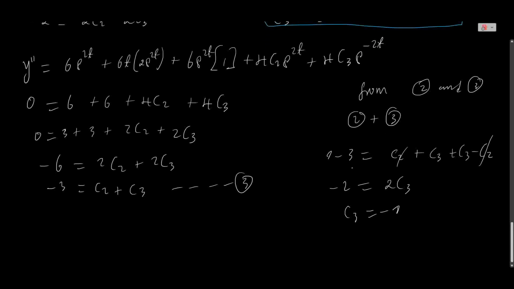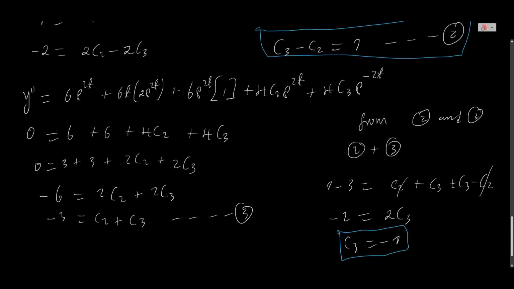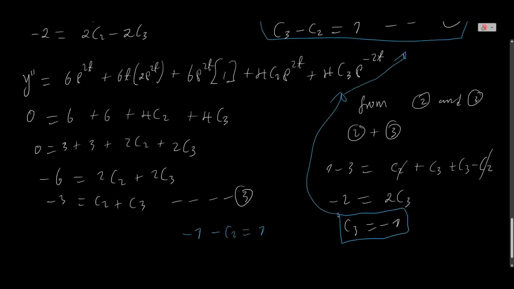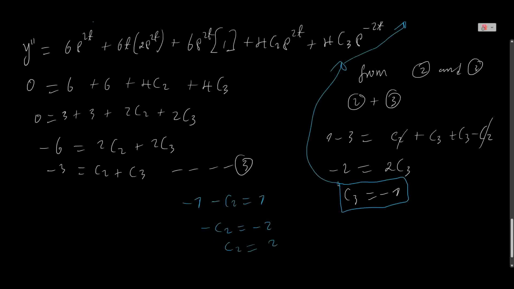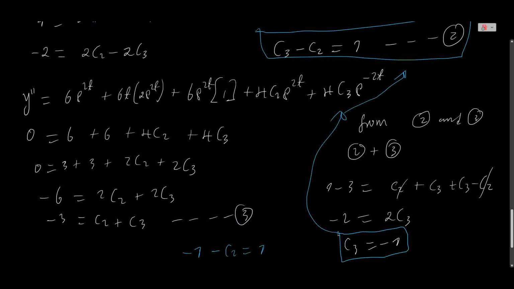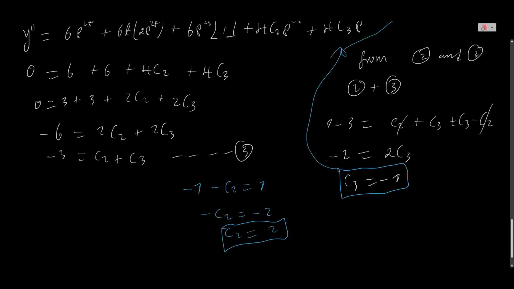If our c3 is negative 1, we can substitute it in our equation 2 to get c2. Substituting this here, we're going to have c3, which is negative 1, minus c2 equal to 1. So negative c2 should be equal to negative 2. So c2 should be equal to 2. So our c2 is 2 and our c3 is negative 1.